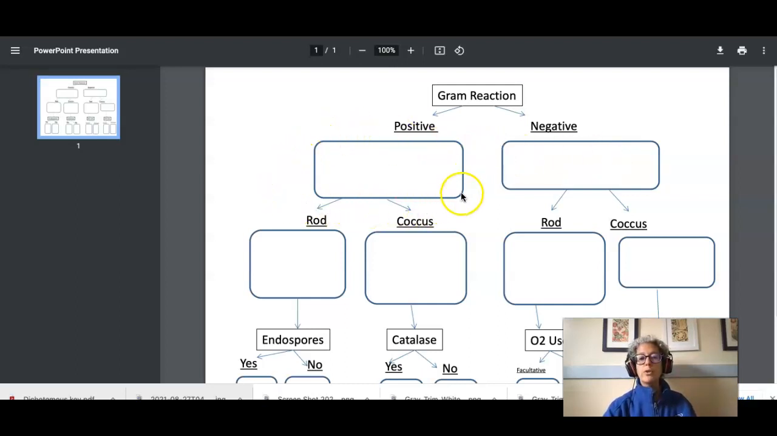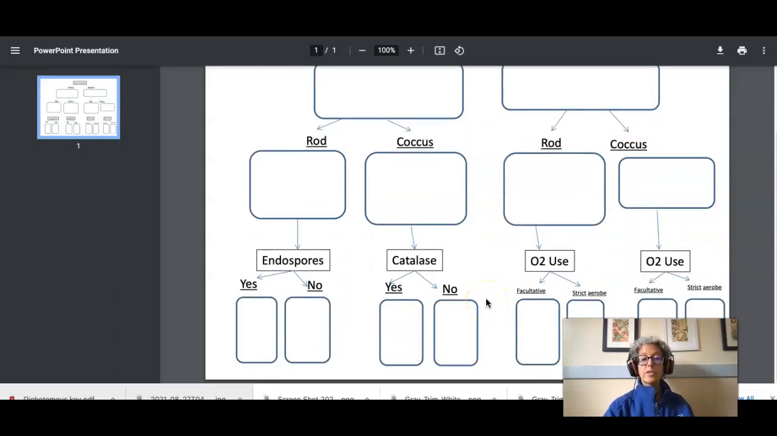Then from those that are gram positive, some of them have a rod or bacillus shape, and the rest of them have a coccus shape. Separate from this, of the gram negatives, some will have a rod shape, and actually none of the ones on our current list will have a coccus shape. Then the next question we ask for the gram-positive rod-shaped bacteria: do they have endospores or do they not have endospores? And for the gram-positive coccus-shaped bacteria, do they produce the enzyme catalase or not?